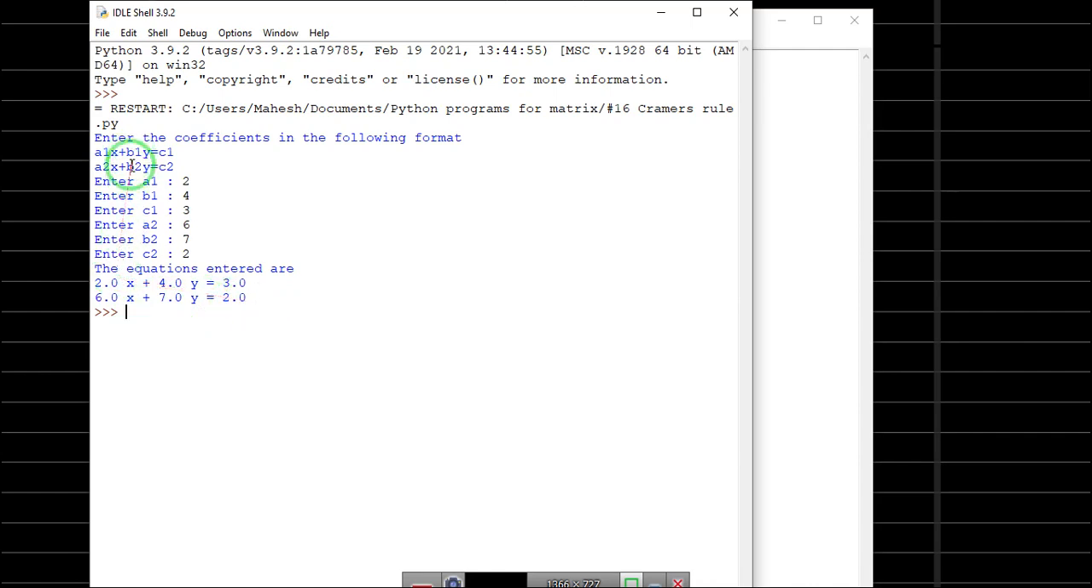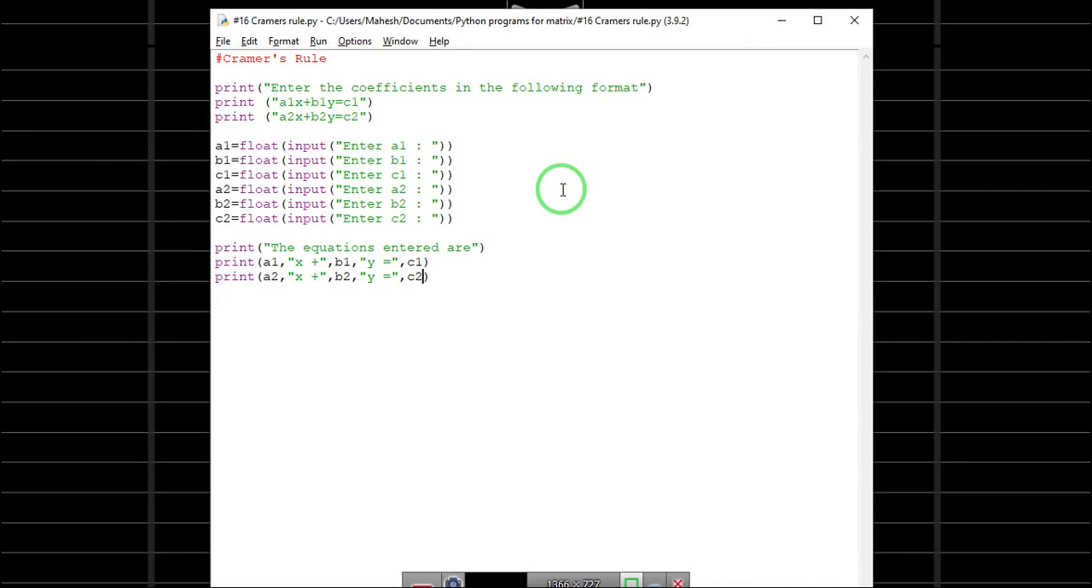Now these point zeros are coming because we have taken these inputs as float. If you take these as integer inputs, then we will not get those zeros. Okay. Now let us do the calculation part.